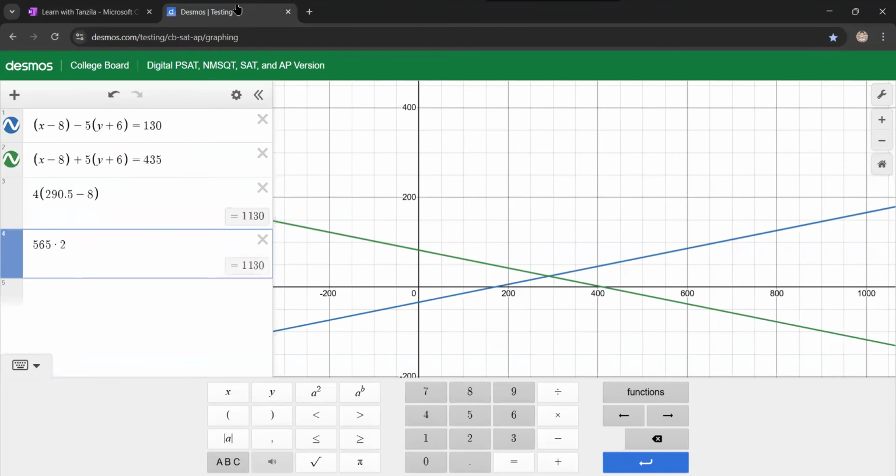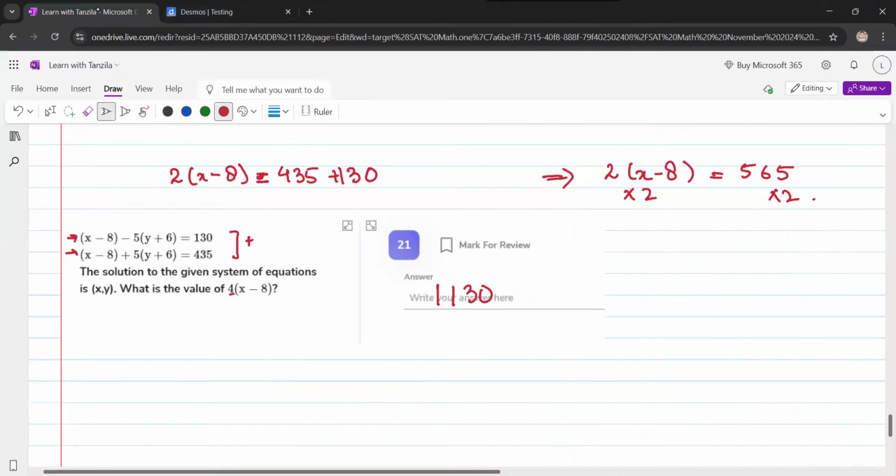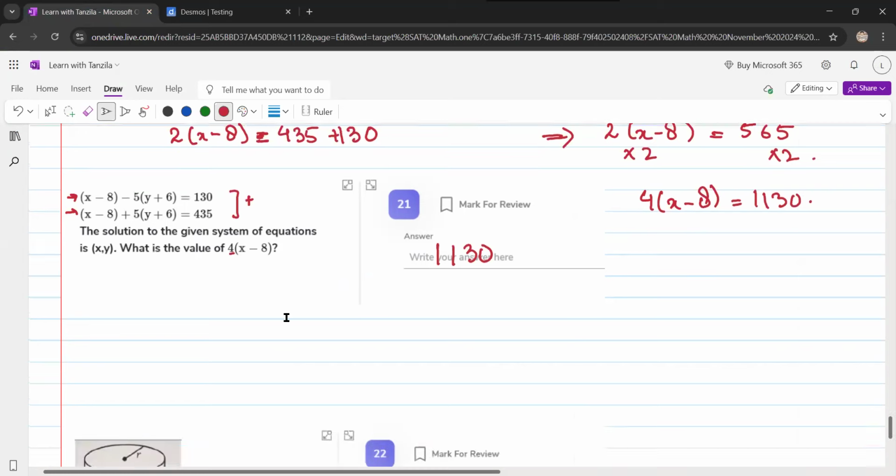565 times 2 gives you 1130, right? See, 1130. That's your answer. So 4 times x minus 8 gives you 1130. But yeah, you won't always see these type of equations, so better analyze it before.